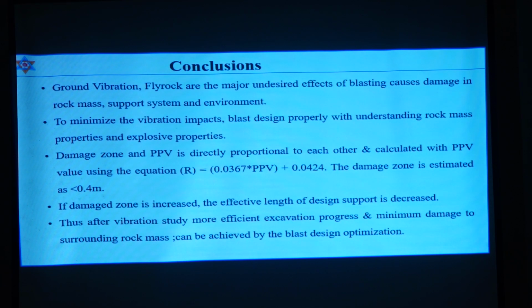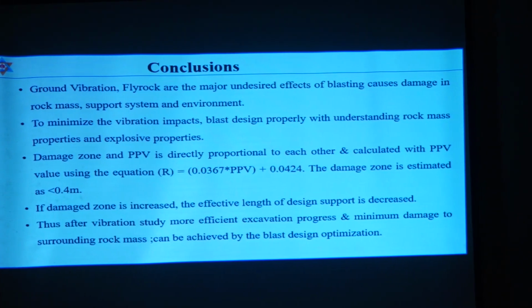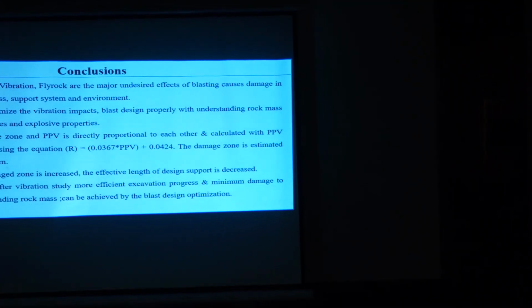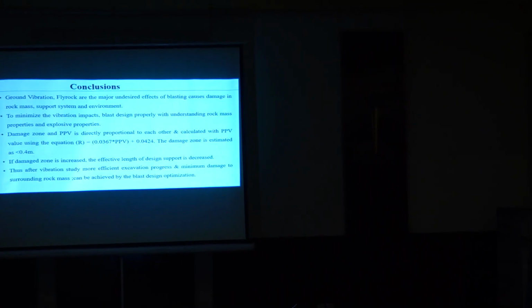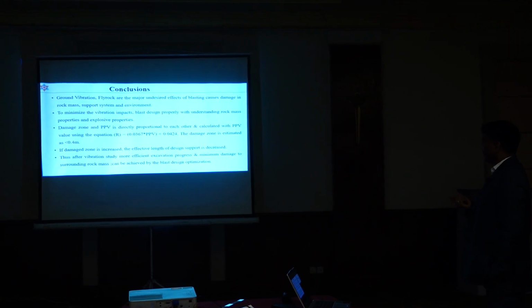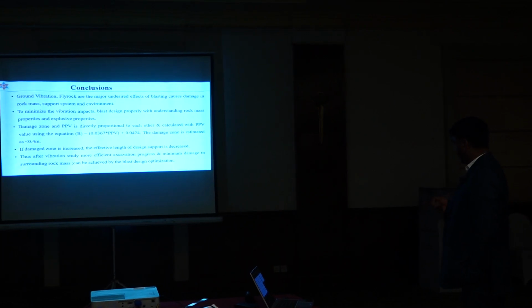So in conclusion, ground vibration and throw are the major undesired effects of blasting, causing damage to rock mass, support, and environment. To minimize the vibration impact, blast design should consider rock mass properties. As mentioned earlier, we cannot change rock mass properties, but we can play with explosive properties and blast design parameters. For that, we found that the damage zone for that particular event is less than 0.4 meters. So for the design support, we can add 0.4 meter, so this effect can be neutralized.